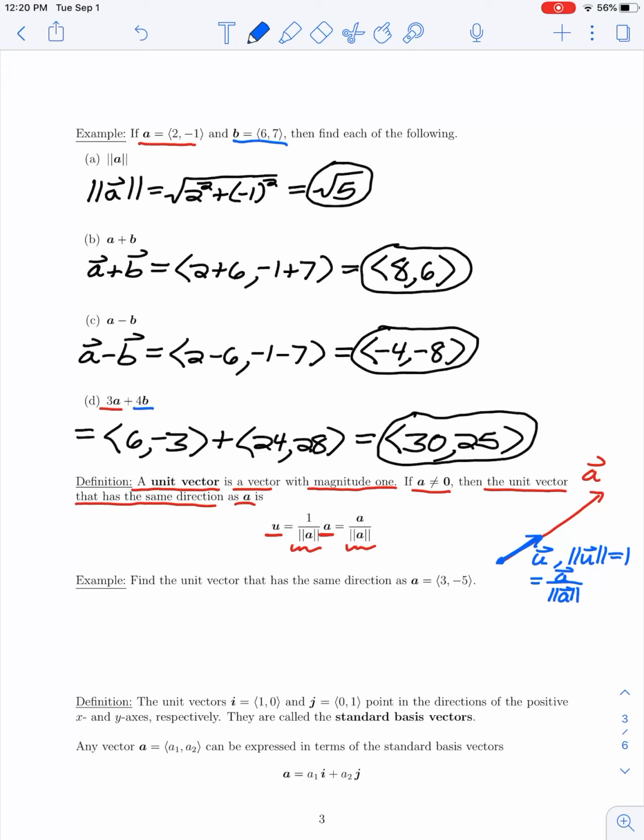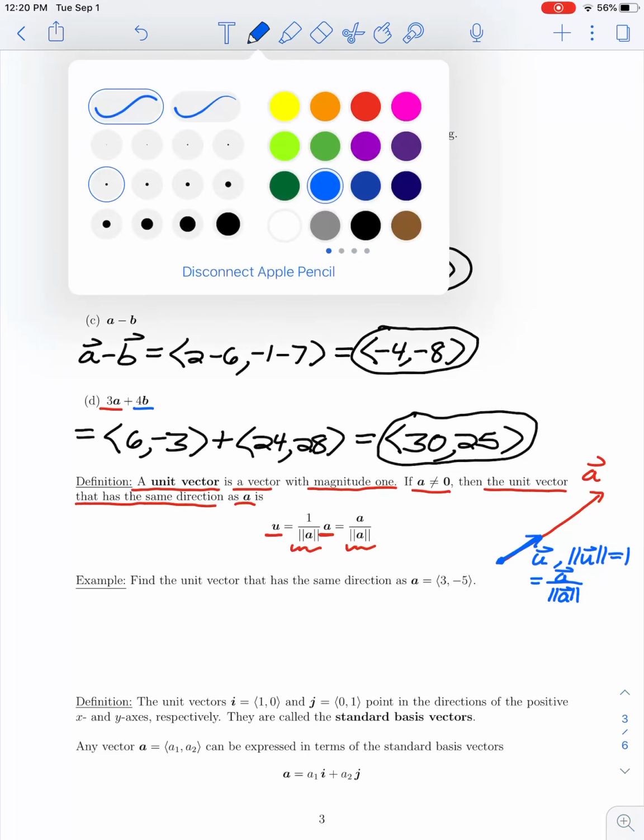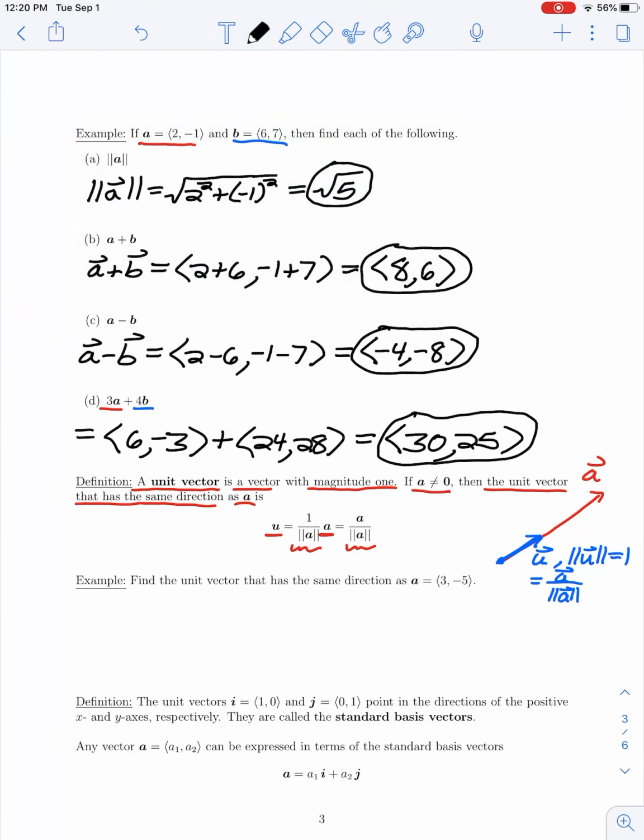In our next problem, we're asked to find the unit vector that has the same direction as A, which is given as 3, -5. So in order to do this, I need to find the magnitude of that vector. So let me start by finding the magnitude, or the length of A, which would be given by the square root of the sum of the squares of the components. So that is the square root of 3 squared plus -5 squared. So that gives me the square root of 9 plus 25, which is root 34.